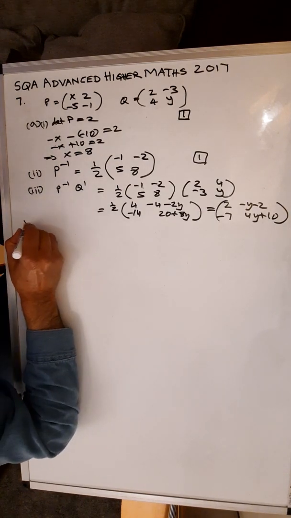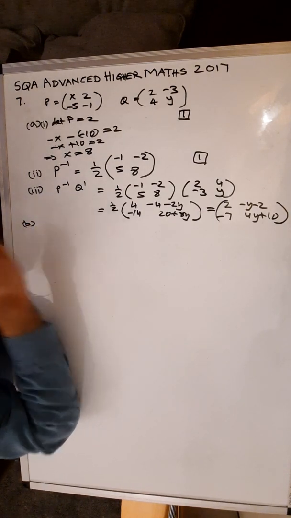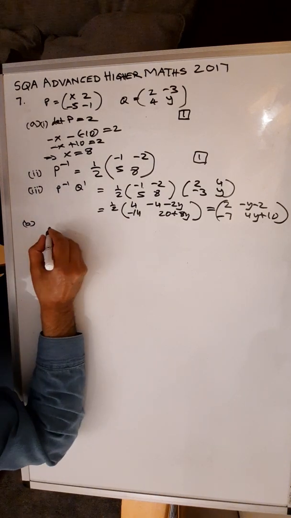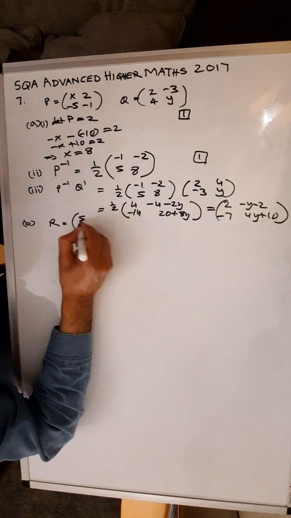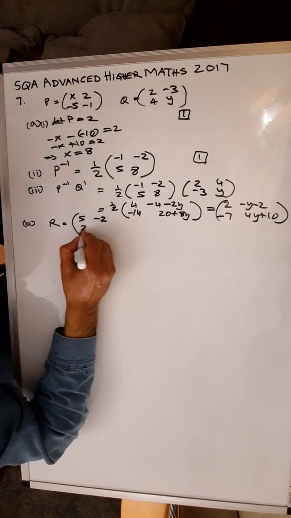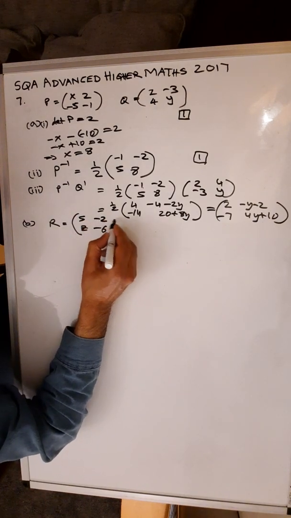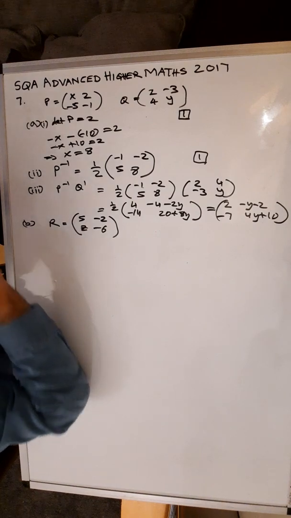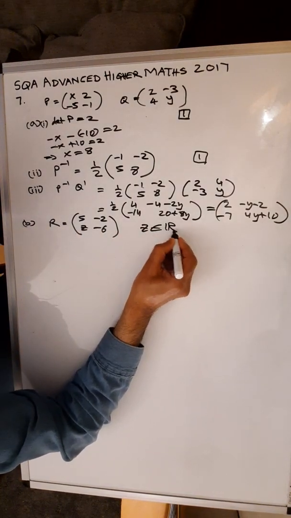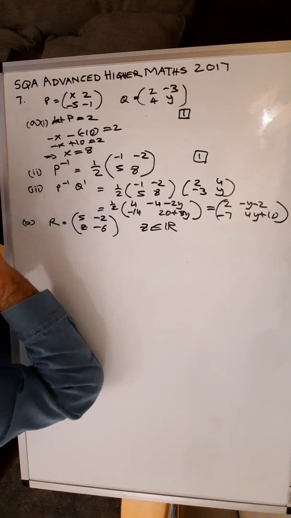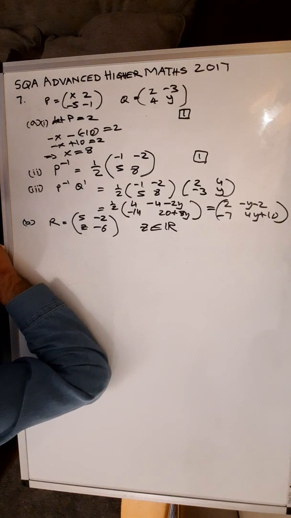For part B, the matrix R is defined by R is equal to 5 minus 2, Z minus 6, where Z is a real number. Determine the value of Z such that R is singular.